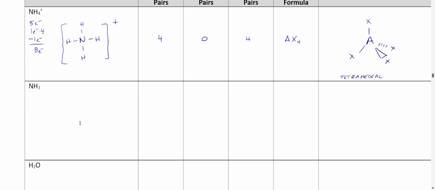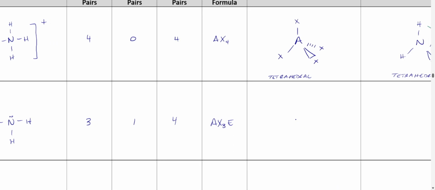Moving on to ammonia. Ammonia looks as follows. We've got this right here. 3 bonding pairs, 1 lone pair on the central atom for a total of 4. This is AX3E. And so now what I have is, again, I still have tetrahedral electron geometry. But now I have this lone pair that exists at the top. So again, this is still tetrahedral.